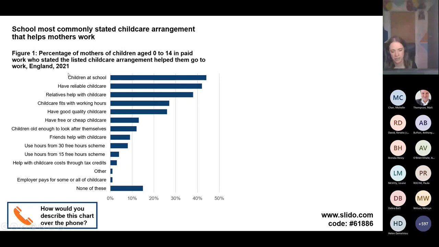And this is the chart. And I want you to think about, how would you describe this chart over the phone? You don't want to describe every single point. You don't want to give every single piece of data. If you were talking to someone on the phone, how would you describe it? What are the main points you want to get across? So if you can, I'll give you just a minute to try and do that in the Slido.